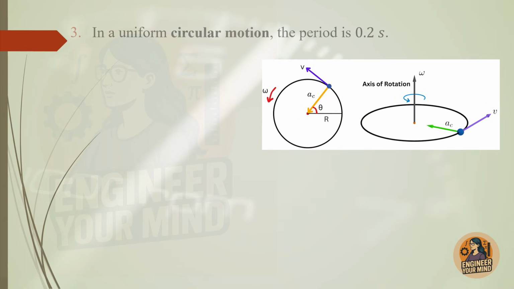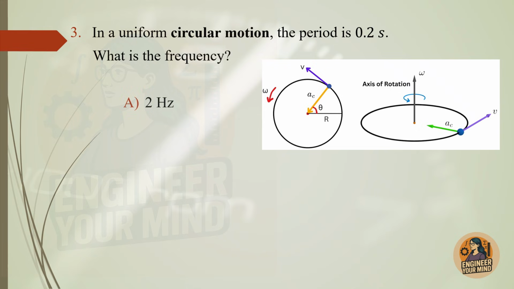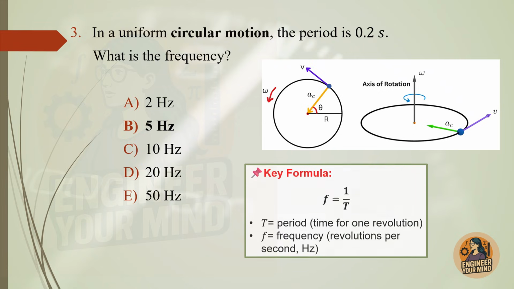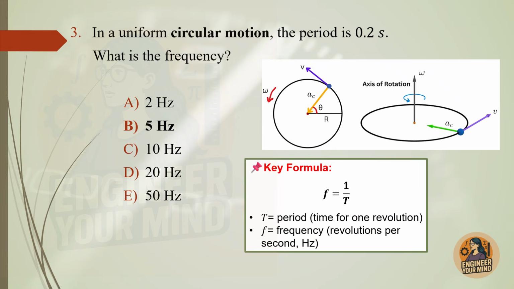Let's solve this physics question step by step. We are asked, in a uniform circular motion, the period is 0.2 seconds. What is the frequency? Step 1. Recall the relationship between period and frequency. The period, denoted by T, is the time it takes for one complete revolution. The frequency, denoted by f, is the number of complete revolutions per second. The formula connecting them is frequency equals 1 divided by the period, or f equals 1 over T.